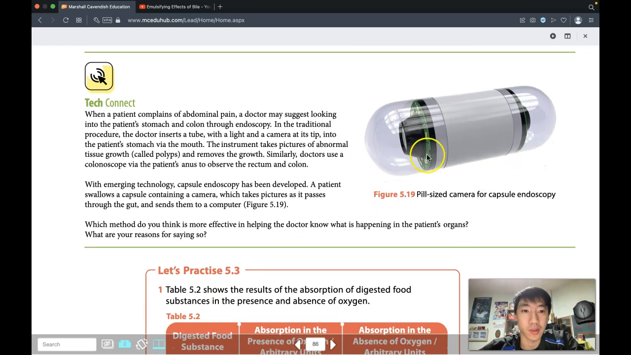Let's take a look at this device over here. So endoscopy is when the doctor looks into a patient's stomach or colon. In the past, or the traditional way, the doctor will insert a tube with a light and camera at the tip, all the way down. Okay, so it's a little bit uncomfortable. Usually you are put under anesthetic while they're doing it.